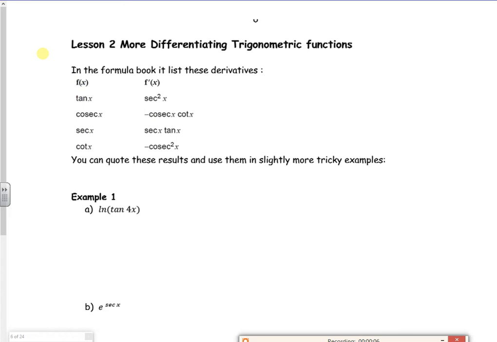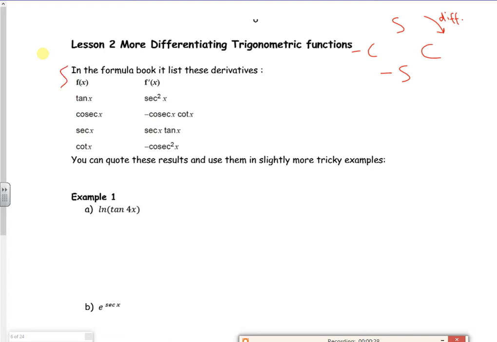So last lesson we differentiated some trig. So we know that sine differentiates to cos, which differentiates to minus sine, which differentiates to minus cos, which goes back to sine. So if I remember that little clock face, that will always help me. Right, let's have a look at this.